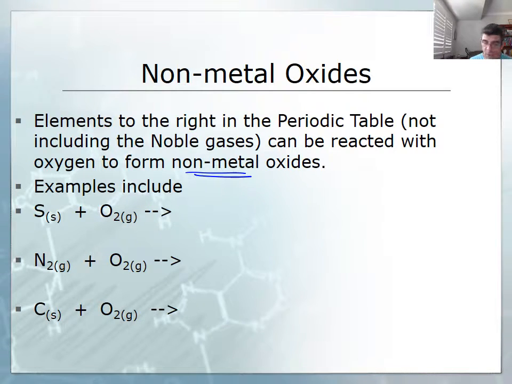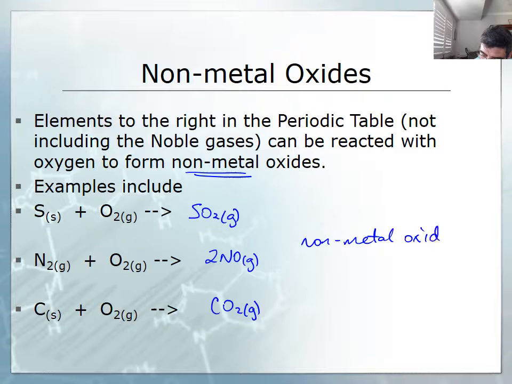When these react with oxygen, they form what we call non-metal oxides. And there's a couple of examples here. So sulfur plus oxygen will produce sulfur dioxide, a gas at room temperature. Nitrogen and oxygen can produce a couple of things, nitrous oxide, nitrogen dioxide, a couple of different options for the combination of nitrogen and oxygen. And of course, carbon and oxygen also combine to form carbon dioxide. So each of these is what we call a non-metal oxide.